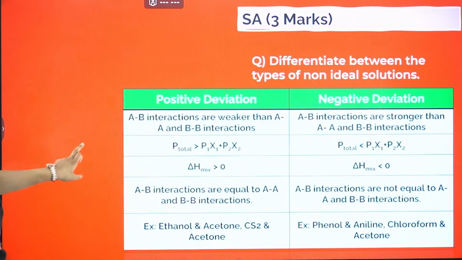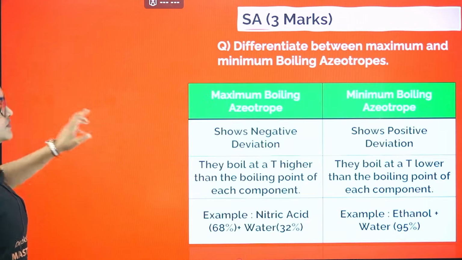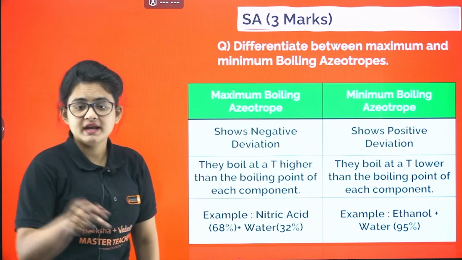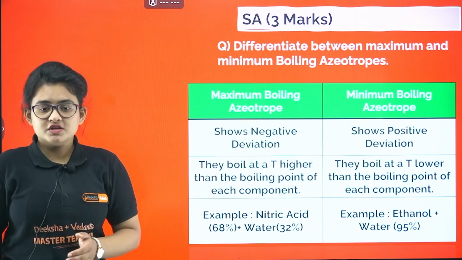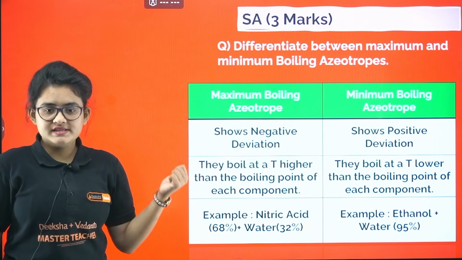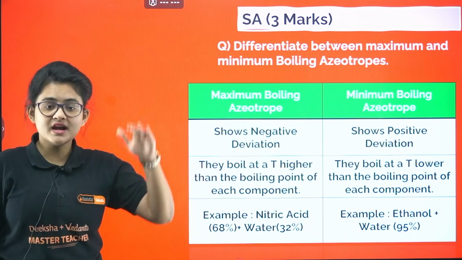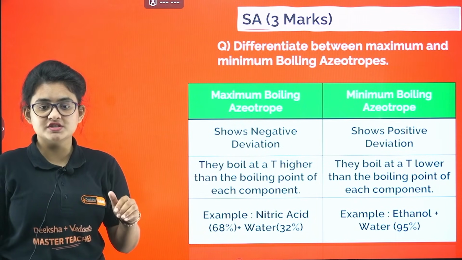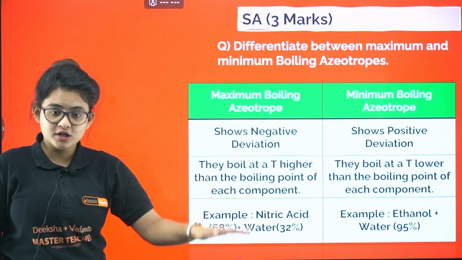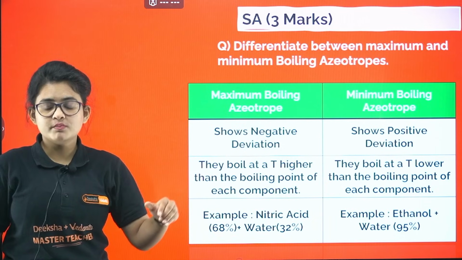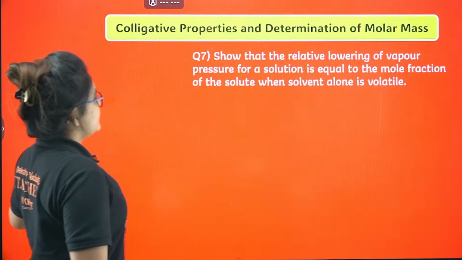So, yeah, let's proceed. Differentiate between maximum and minimum boiling azeotrope. Maximum boiling azeotrope shows negative deviation from Raoult's law, and minimum boiling azeotrope shows positive deviation from Raoult's law. For maximum boiling azeotrope, they boil at a higher temperature than the usual boiling temperature of each component, right? And minimum boiling azeotrope boils at a lower temperature than the expected boiling point of each component. Example you can mention. Okay, let's pause it.